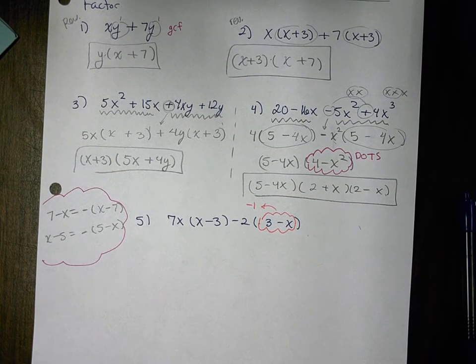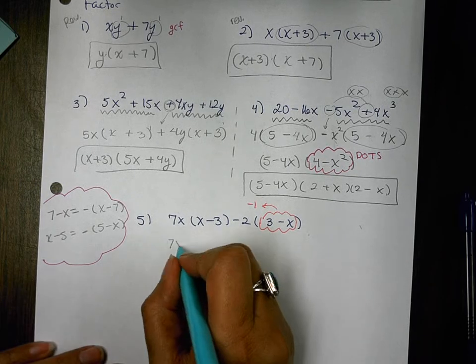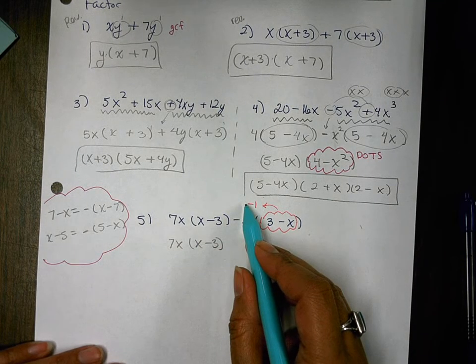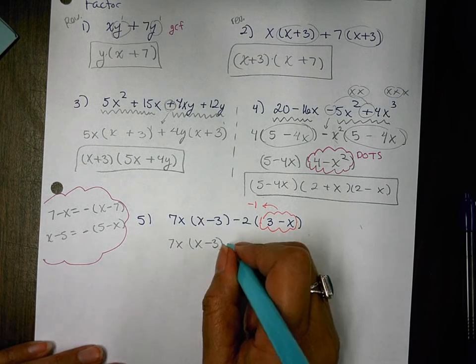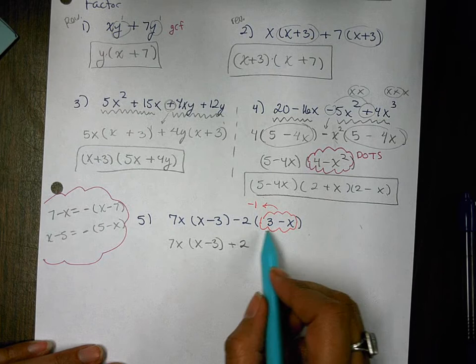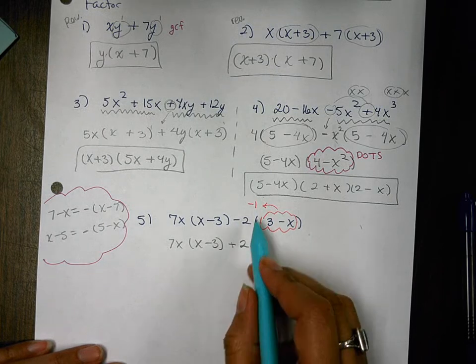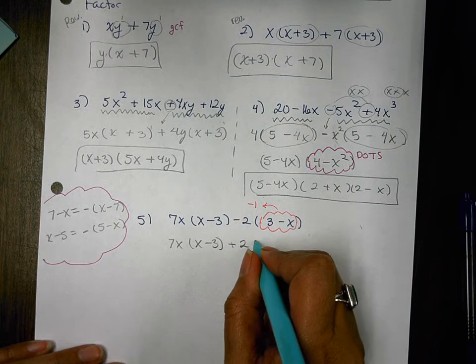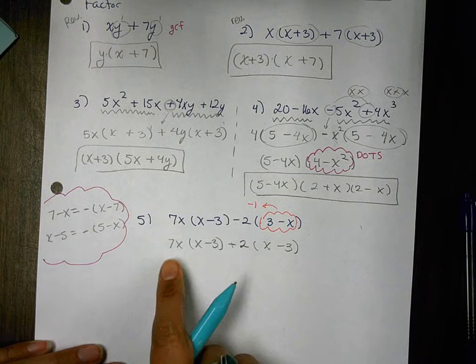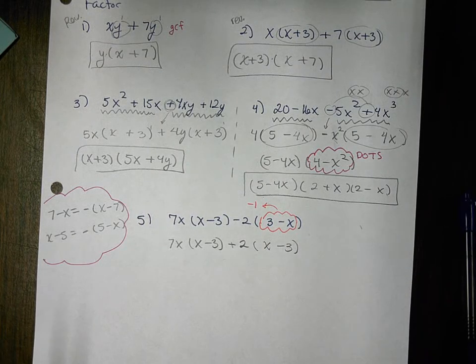So 7x is going to stay. x - 3 is going to stay. Because I'm pulling out a -1, I multiply it with the -2 and I get +2. If that were already a +2, then you'd end up with -2. You pretty much just multiply and change the sign. -x becomes +x, +3 becomes -3, and ta-da, look how beautiful that is. They are now the same.